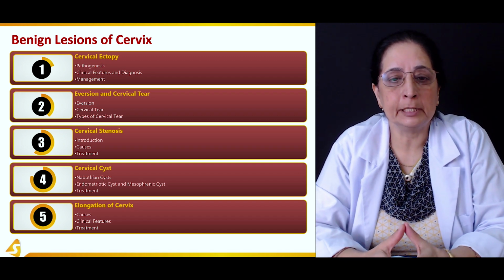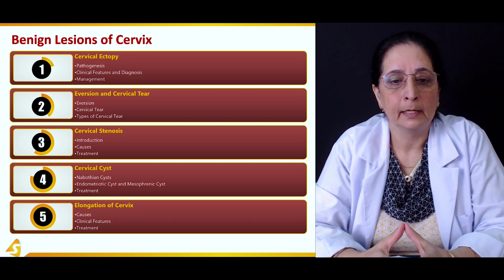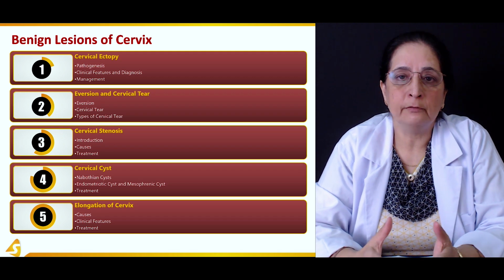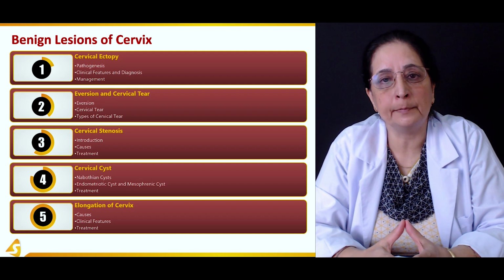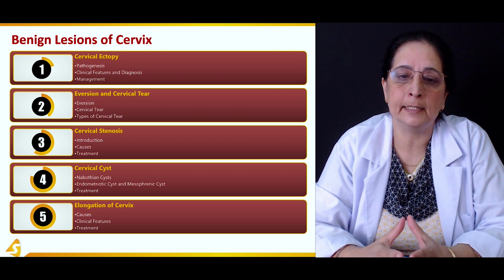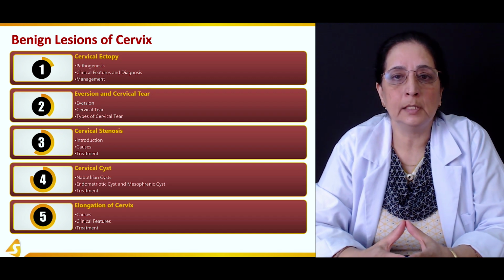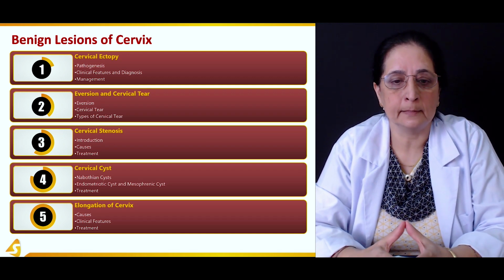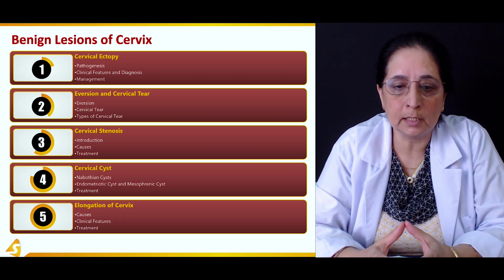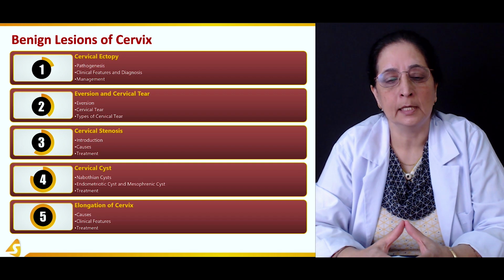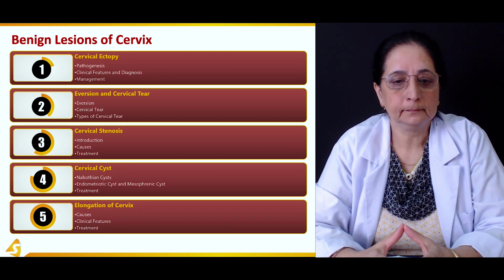Then in the second section, we will talk about eversion and cervical tear. We will talk about what's eversion, what's cervical tear, and what are the different types of the tear that occur in the cervix. In the third section, we will talk about the cervical stenosis. What is cervical stenosis? What are different causes of cervical stenosis and how cervical stenosis is treated?